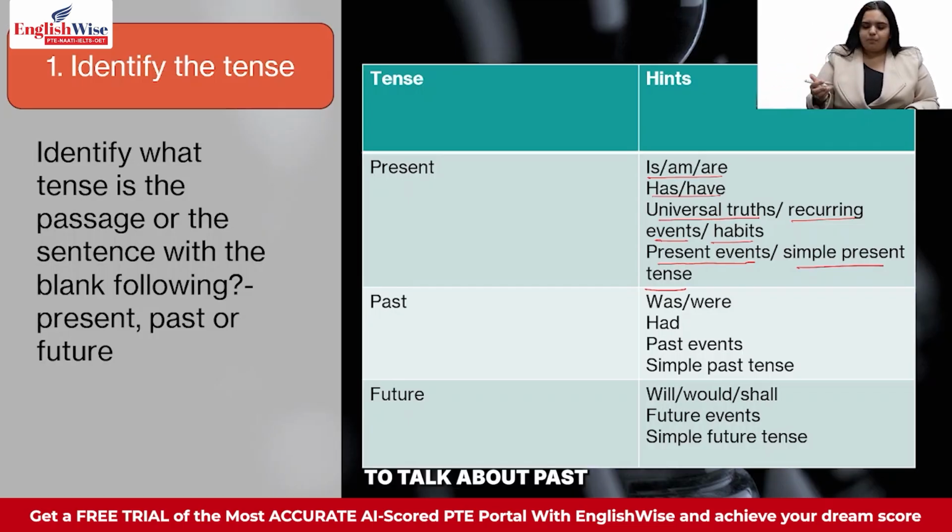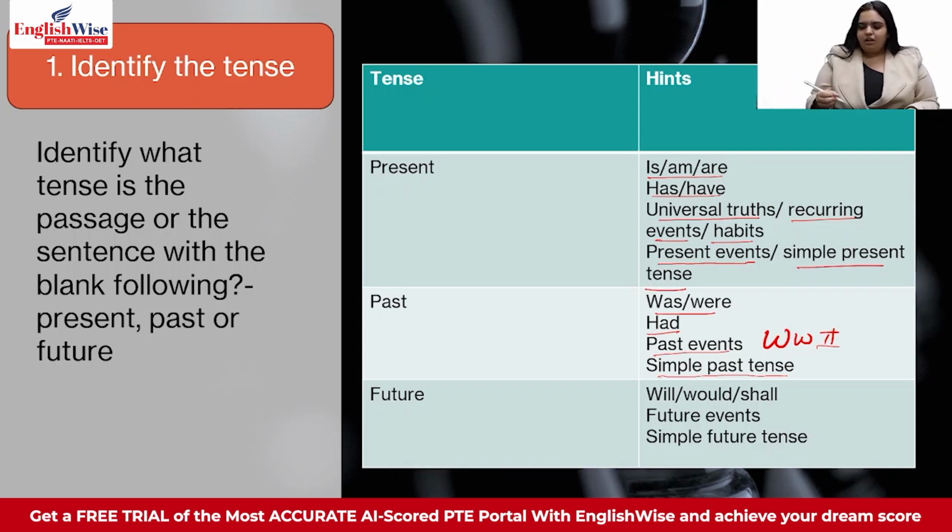Now, when you want to talk about past tenses, you will have these kind of hints given: was, were, or had. Anywhere in the sentence or passage, if you find was, were, or had, that means you are in the past tense. Or if you're talking about any past events, let's say World War II. If your passage is based on World War II, automatically everything goes in the past tense. Or if there is any simple past tense given in your sentence, that is also an indication that we are in the past tense.